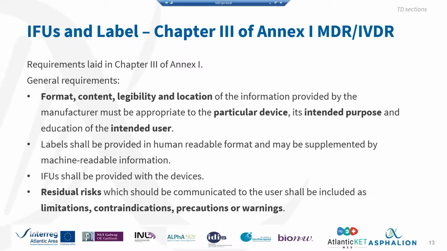So in particular, within Chapter 3 of this annex, you've got the requirements for the instructions for use and the label. Okay. In general, what should the information provided comply with? Well, the format, content, legibility and location of the information should be appropriate to the particular device, its intended purpose, and intended user. What does that mean? It's quite important when you're writing down the instructions for use or the label. It's important to keep in mind who is going to be using this device and for what.